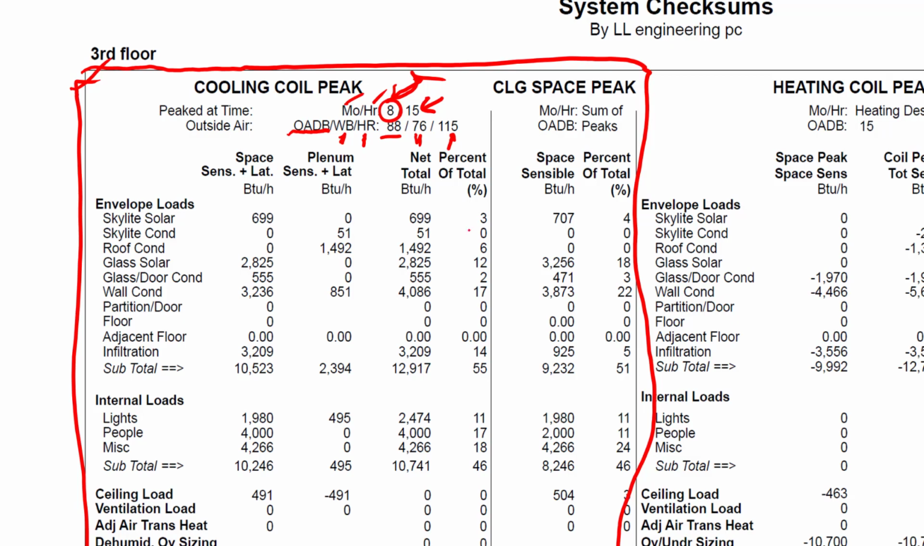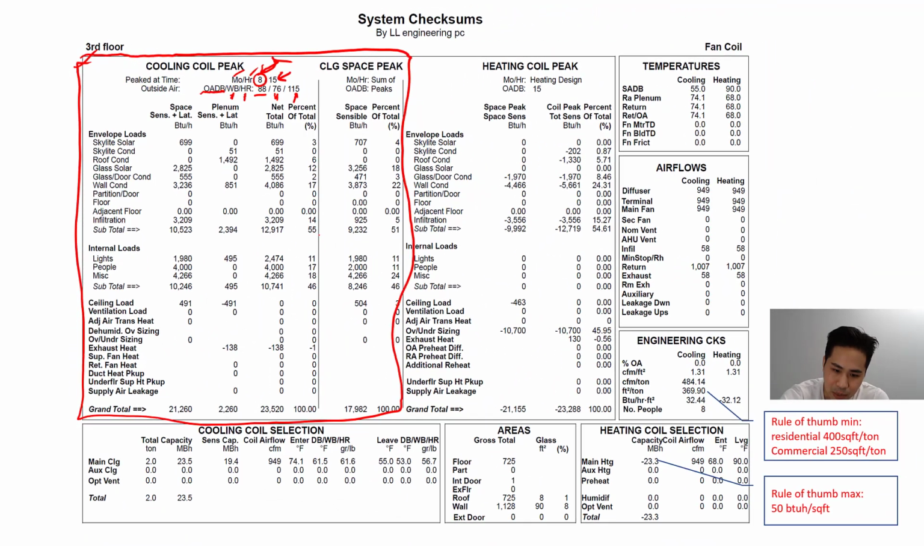Now if you look at the column on the bottom, it basically breaks it down into two sections. One is the envelope load and the other is internal loads. The envelope load will just give you the heat transfer across any part of the envelope, such as the skylight, the roof, the walls, the glass, as well as all these other items in that list.